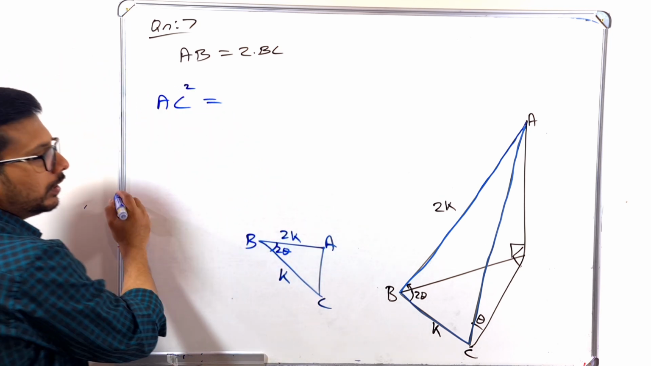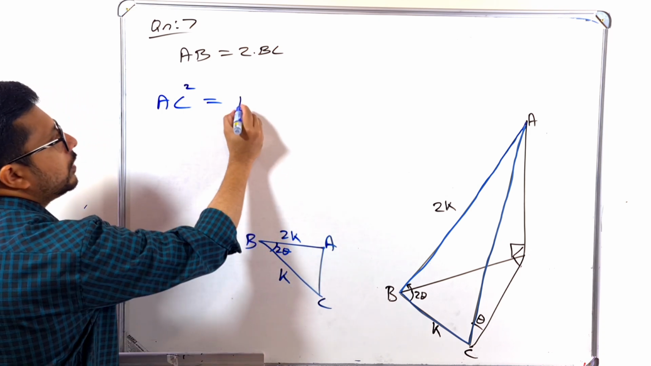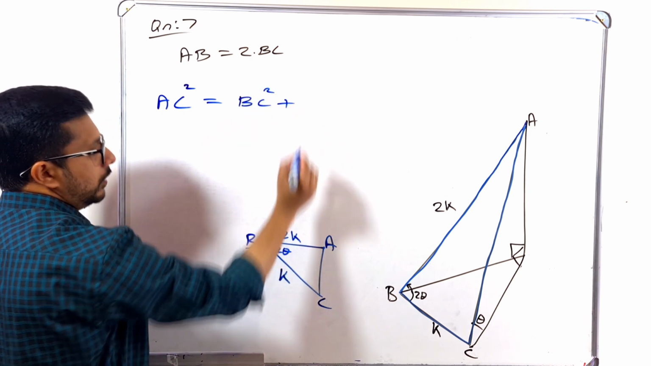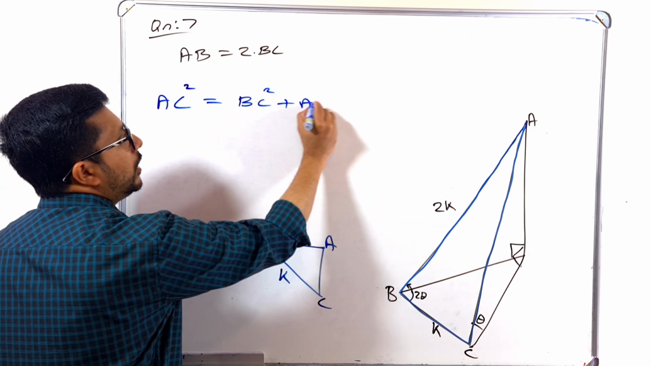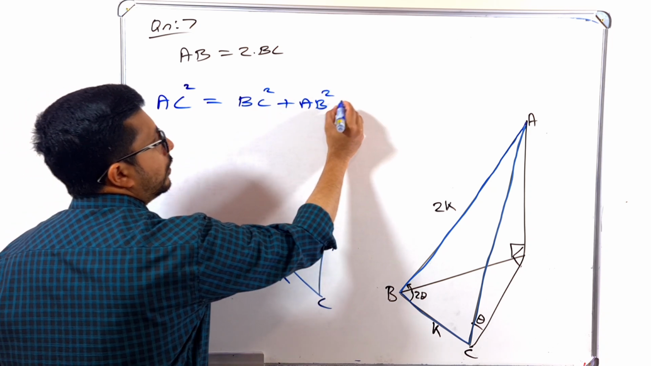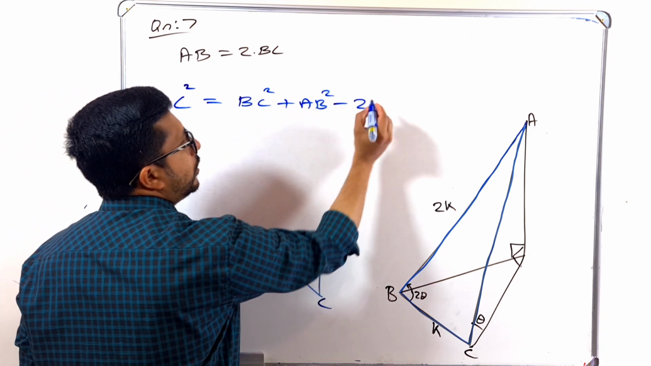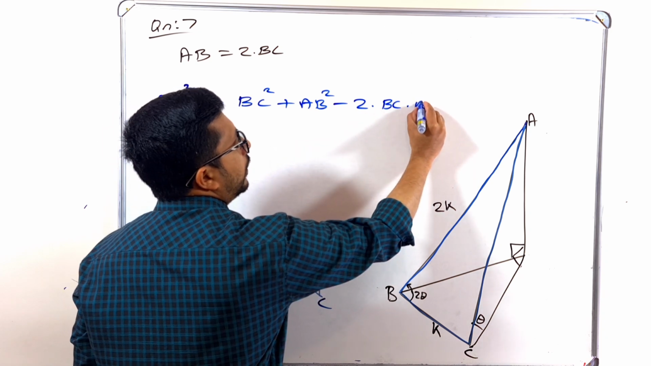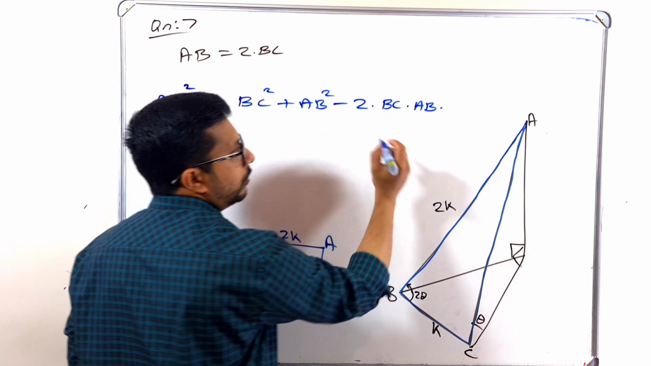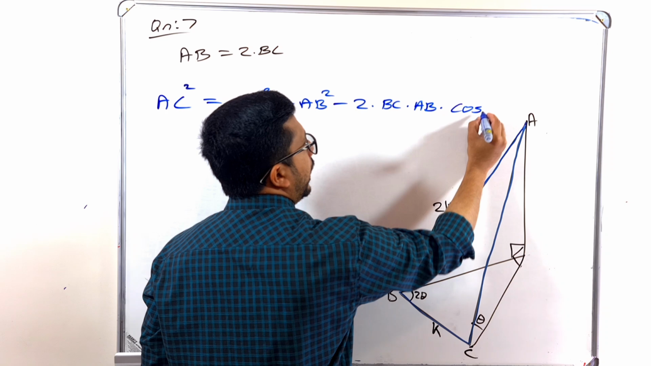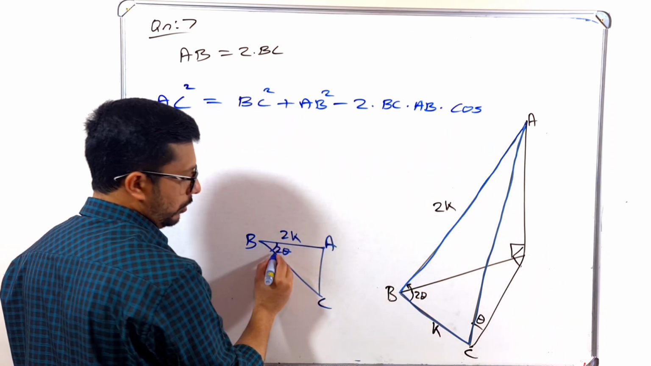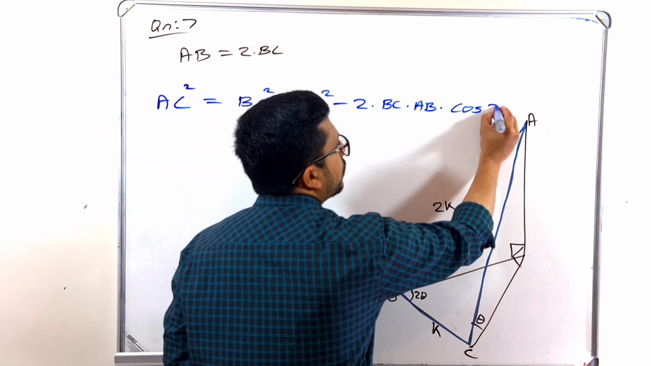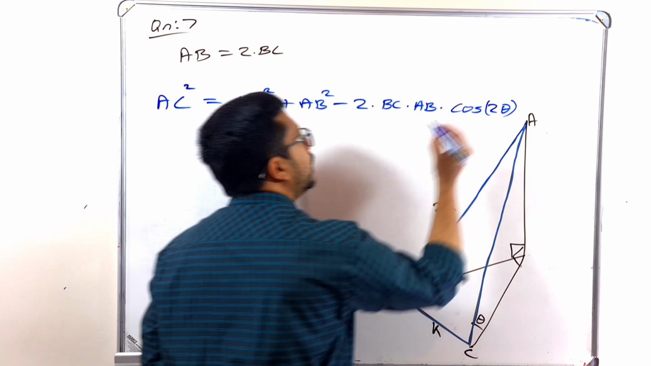AC square is equal to BC square plus the other side AB square, minus 2 into BC into AB into cos of that angle. What is the angle here? 2 theta. Okay, cos of 2 theta.